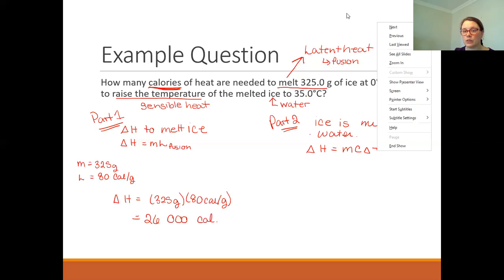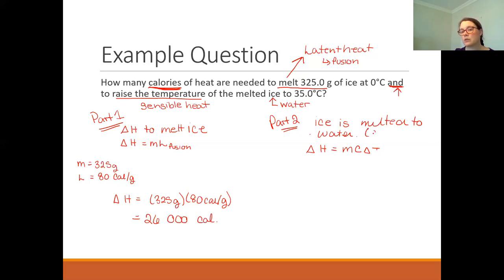This is our sensible heat. Okay, so that's the second step, is sensible. Let's plug our values in. So again, I'm going to pull the information out here on the side and then we'll calculate. So we have the same mass. The same mass of ice was just converted to a mass of water.